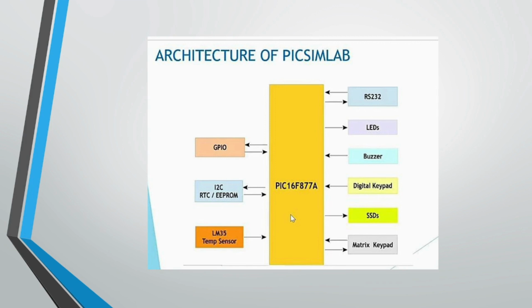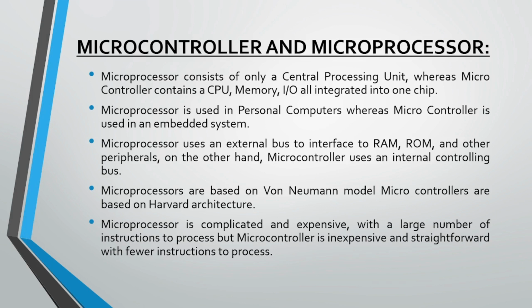GPIO, LM35 temperature sensor. Coming to the differences between the microcontroller and microprocessor: a microprocessor consists of a central processing unit only, whereas a microcontroller contains a CPU, memory, input-output, all integrated into one chip. Microprocessor is based on von Neumann model, microcontrollers are based on Harvard architecture. Microprocessor uses an external bus to interface to RAM, ROM, and other peripherals. On the other hand, microcontroller uses an internal controlling bus. Microprocessor is complicated and expensive, with a large number of instructions to process, but microcontroller is inexpensive and straightforward with fewer instructions to process.